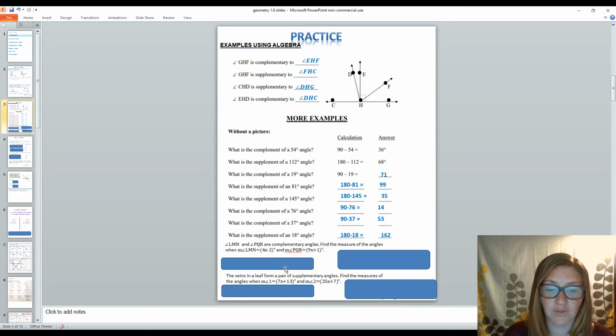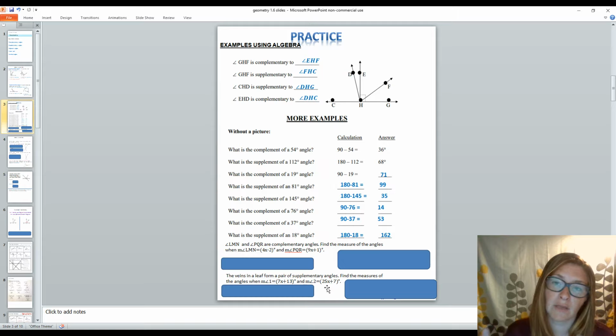All right, then we have two algebraic problems. So let's look at what they look like. It says angle LMN and angle PQR are complementary angles. So the first thing I think about before I continue reading on is that I see a vocabulary term, complementary. So I'm going to highlight that, circle it, put it in bold, do something so I know don't forget that key information. Find the measure of the angles when the measure of angle LMN is 4x minus 2 and the measure of PQR is 9x plus 1.